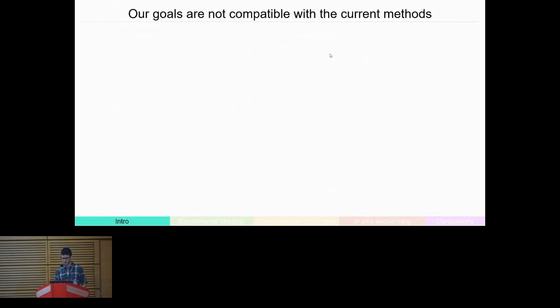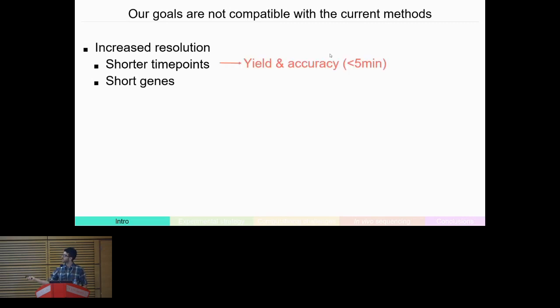We want increased resolution, meaning that we want to be able to measure at shorter time points. This is a problem right now because of yield. You just don't get enough RNA. And then also accuracy that I'll talk a bit in a few slides. And then we also want to measure short genes and fast rates, which is a problem because you don't have enough temporal resolution. So we go back to the same issue.